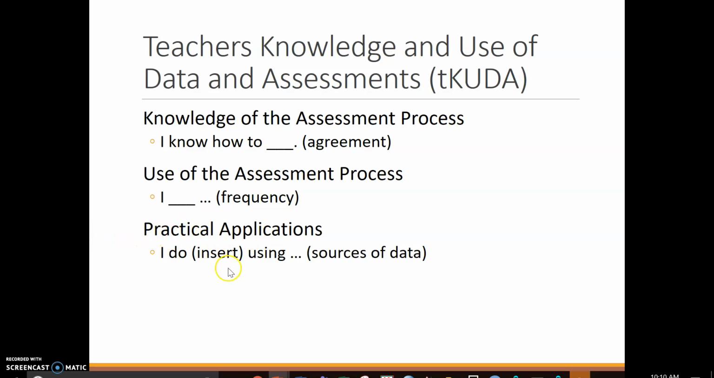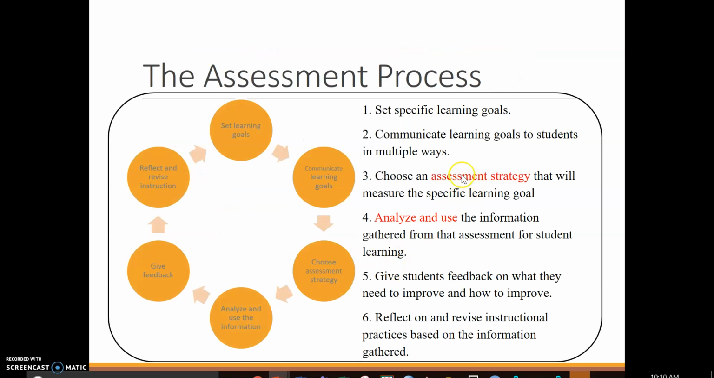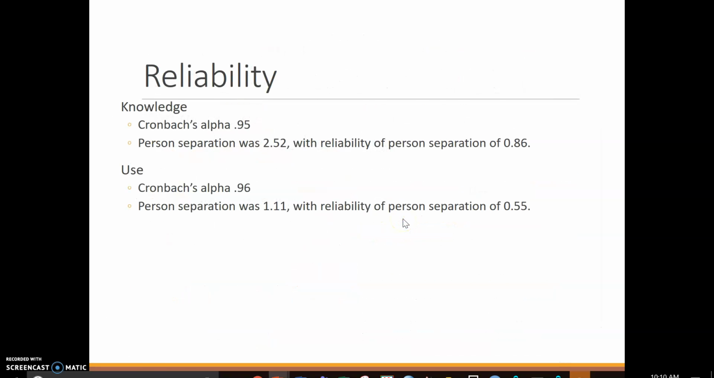And then there's the practical applications, which we are not using because it's not a true scale, but it's trying to see, I do something and I use certain sources of data. That way we can capture what are the assessment strategies you're using and how are you using that information. But you won't see that.